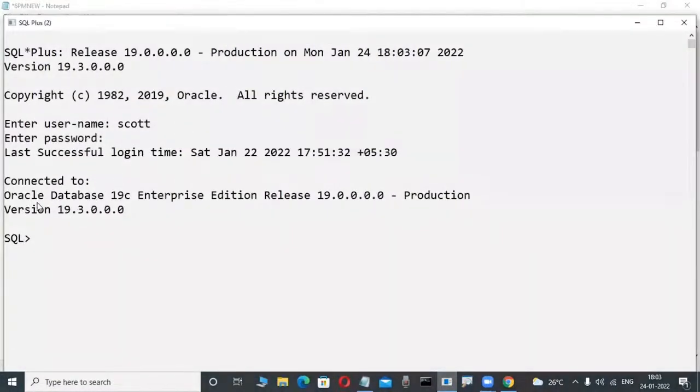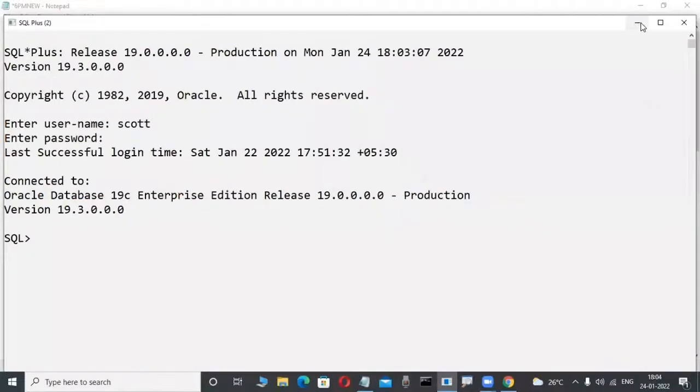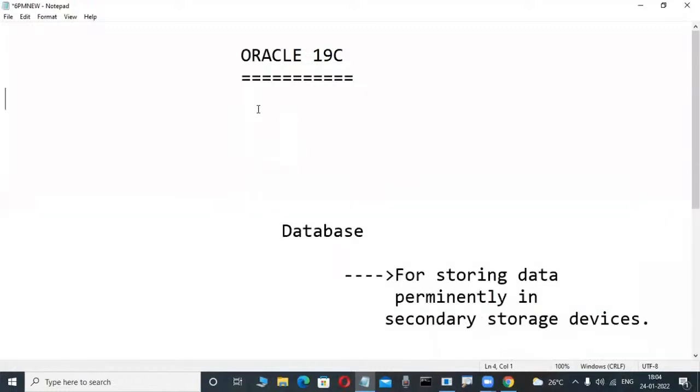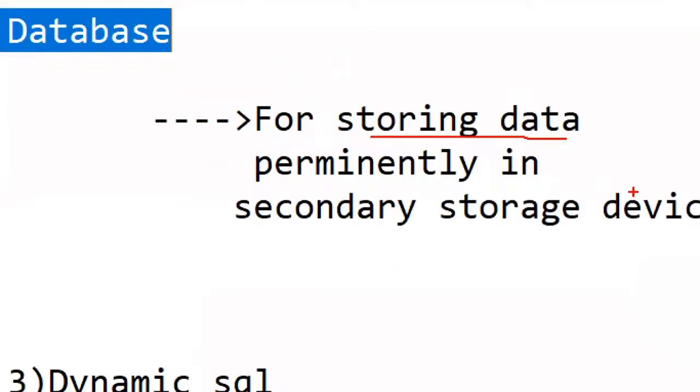Oracle is a product from Oracle Corporation. What type of product is that? Database product. What is the purpose of database products? Either Oracle, SQL Server, or DB2, so many products are there. What is the purpose of these database products? For storing data, permanently in the hard disk, in secondary storage devices. But not only permanently storing the data, but also retrieving the data efficiently.